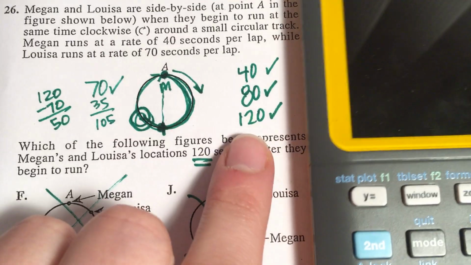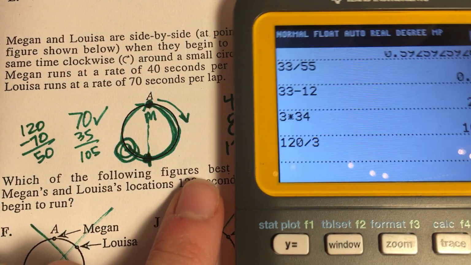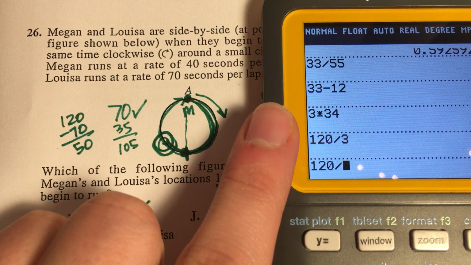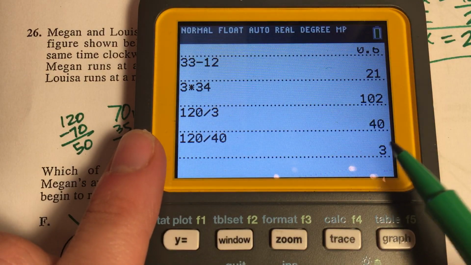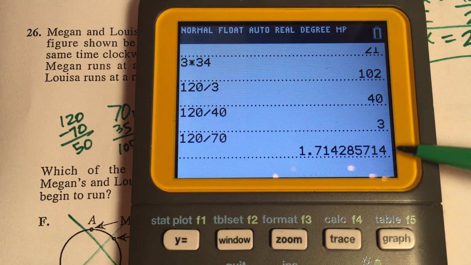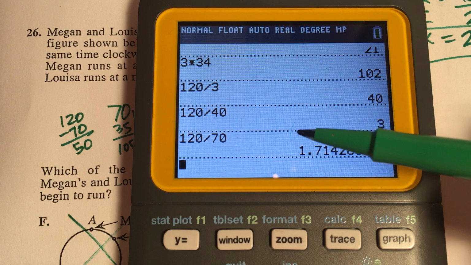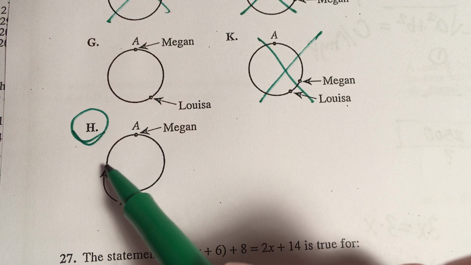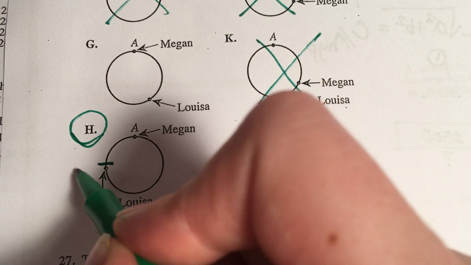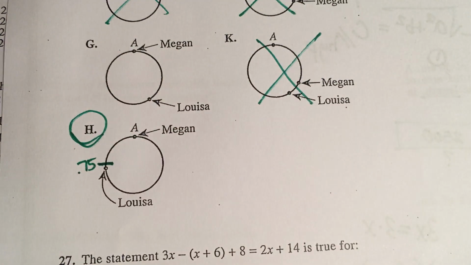If you want to do a super math way, you could do 120 divided by 40. That would show you that Megan goes 3 full laps. And then 120 divided by 70 would show you that Louisa goes about 1.7 laps. So 1 lap all the way around and then 0.7 to that area, which is why we can see this would be about 0.7 of the way around. So that would be like 0.75, 3/4 of the way. This is a little bit less than that. So I know that H is my correct answer.